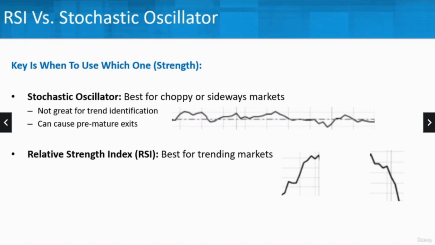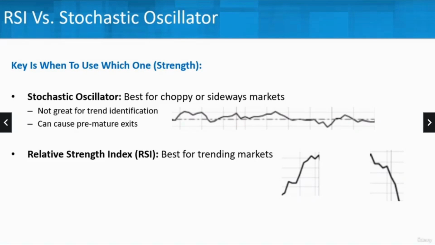But if we were to nitpick and say, what's the best for each of these, versus they're both good in any of these types of markets as an oscillator, as a momentum indicator, a stochastic oscillator tends to be best for choppy or sideways markets, where there's no great trend identification. It's helping you decide whether it's overbought or oversold, and there's not a clear trend.